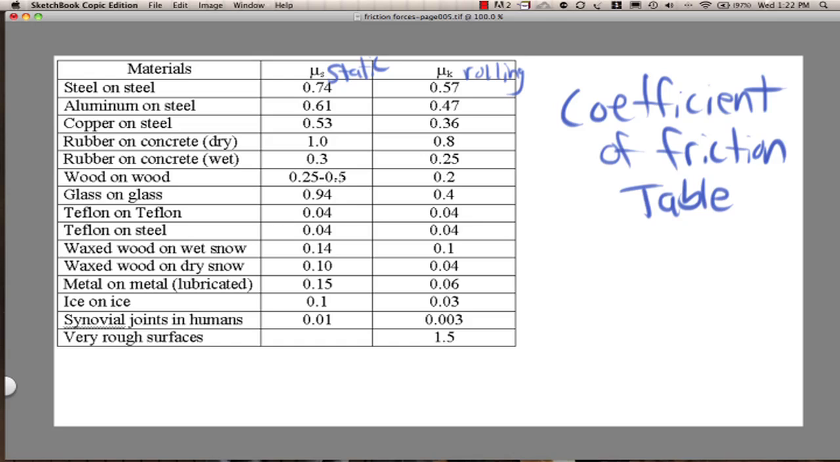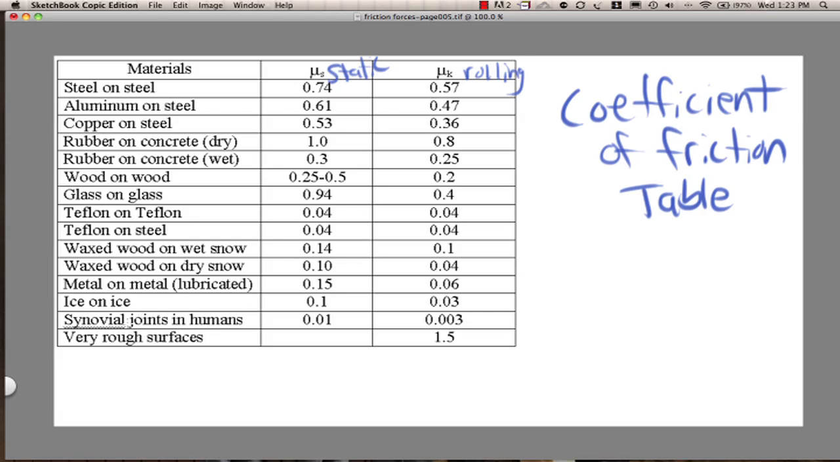So we have wood on wood here, glass on glass. If you ever try to separate two glasses, it's very difficult. It does drop once you get them moving though. And then we have ice on ice, very, very small friction. So ice is very little. We have wood on wet snow or wood on dry snow. You can see how low some of these values are when there's very little friction on that support.